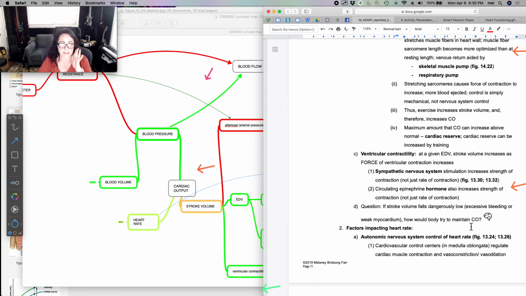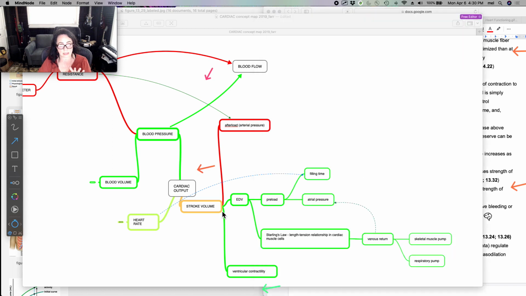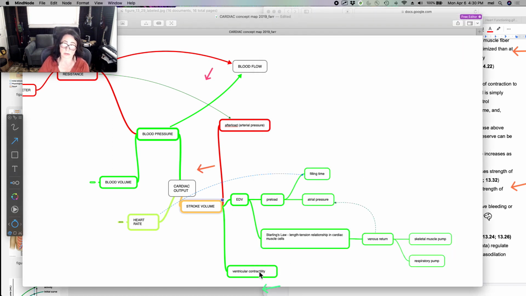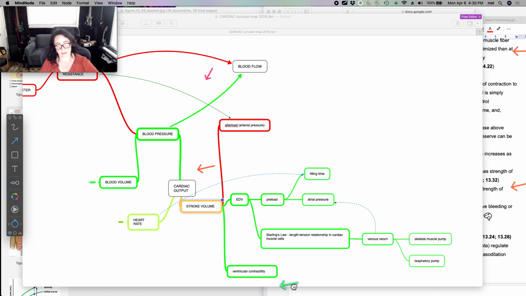And then the last tidbit, and this is the one that everybody wants to confuse with another one, with stroke volume, is what we call ventricular contractility. And please note, it's important that you see this, that the ventricular contractility is not related to EDV. Ventricular contractility is off over here by itself. And ventricular contractility is controlled by the nervous system. When we reveal the sympathetic nervous system over here, it'll connect to ventricular contractility.